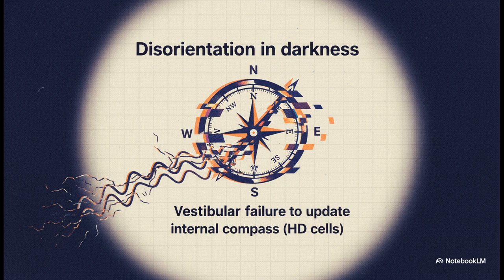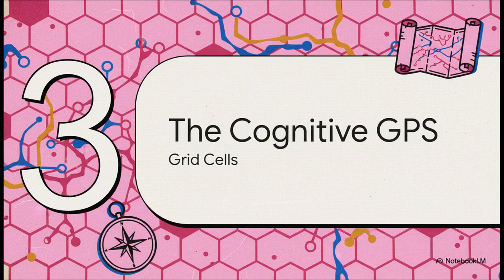Their internal sense of direction has lost its main update signal, the one that doesn't rely on vision. Okay, but look, a compass is only half the battle, right? You also need a map. And that brings us to the second system, what we can call the brain's cognitive GPS.